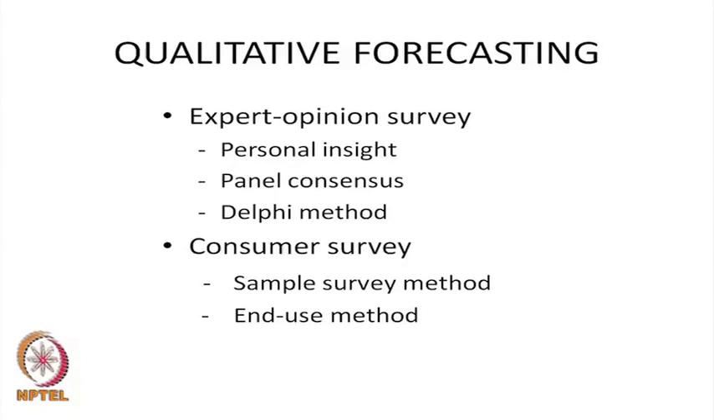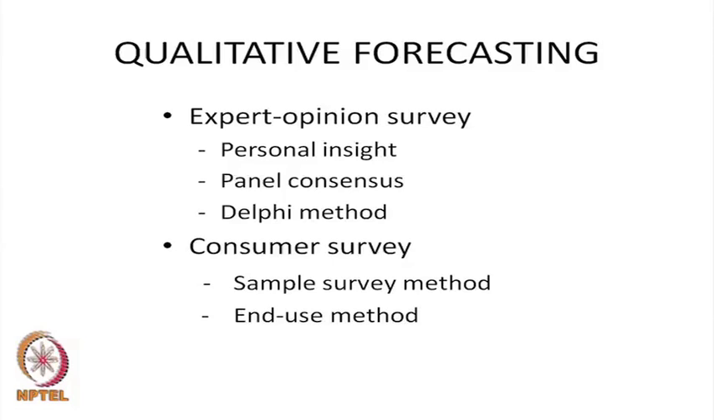First, let us talk about qualitative forecasting. In qualitative forecasting, normally we do not deal with numbers. Quantitative forecasting uses numbers. Qualitative forecasting, on the other hand, does not rely so much on numbers, or does not use numbers.